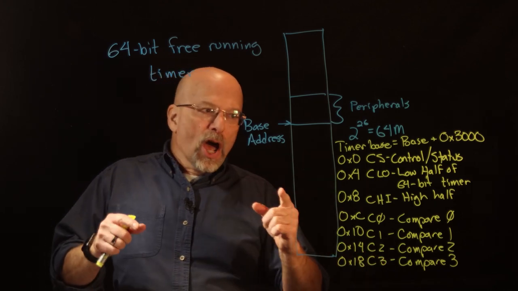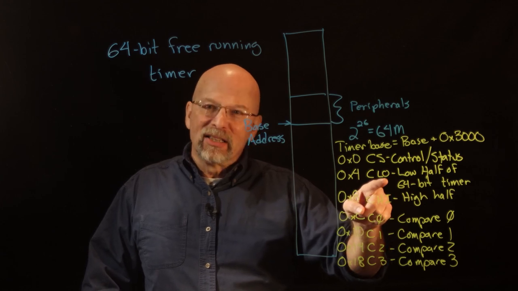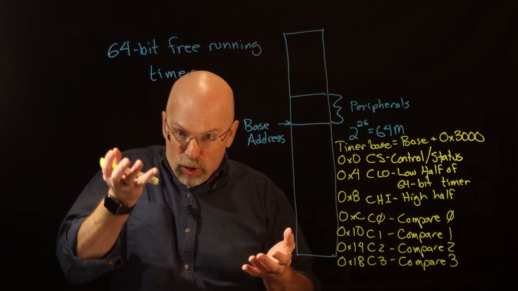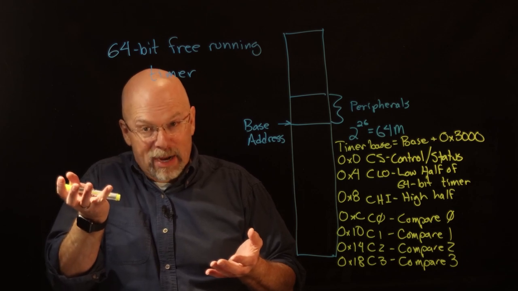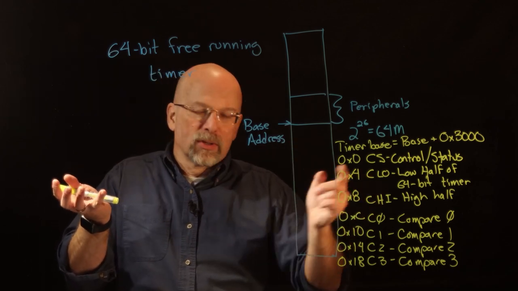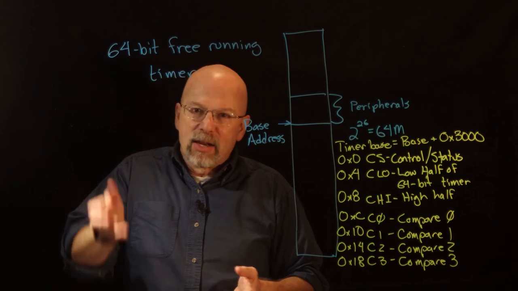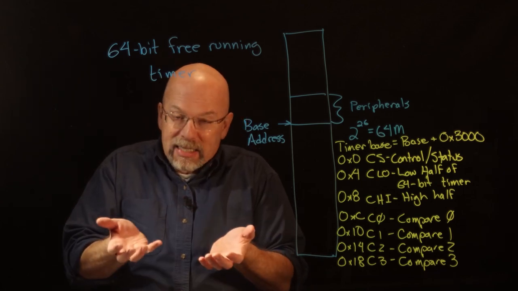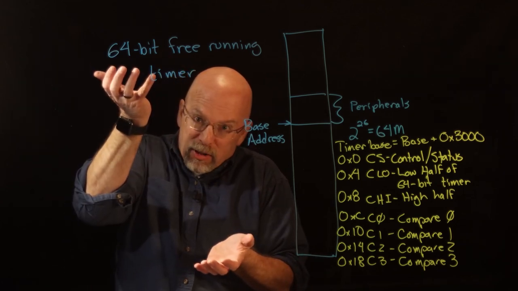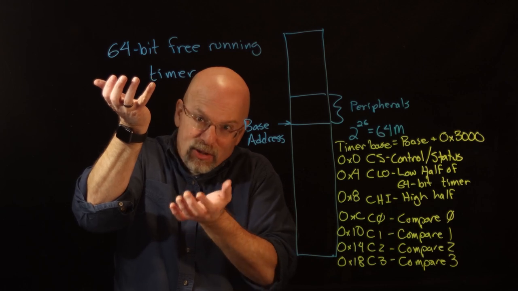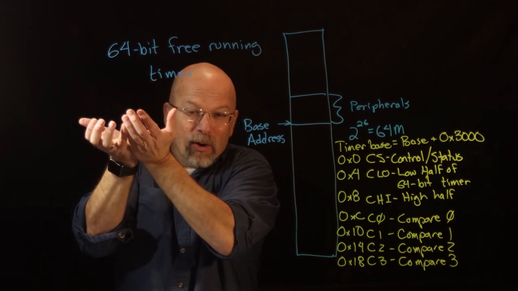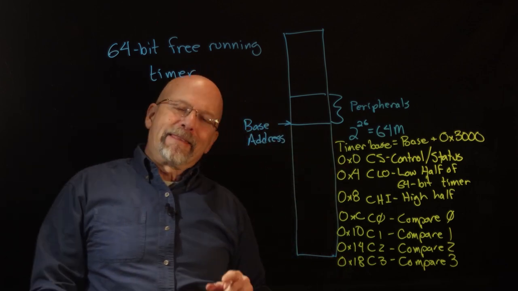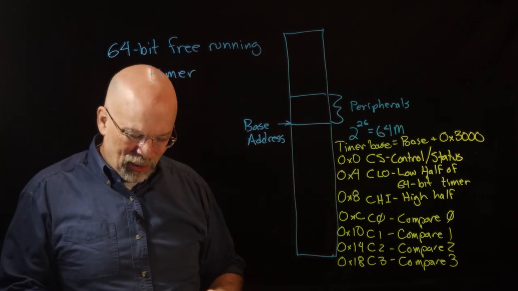Then you would keep reading CLO to see when the value that you had read plus 1 million microseconds is equal to the CLO. In other words, you read CLO, you've added 1 million to it, and then CLO is just slowly incrementing up, and eventually the two of them will be equal. Wouldn't that be cool? Yeah, to a degree.